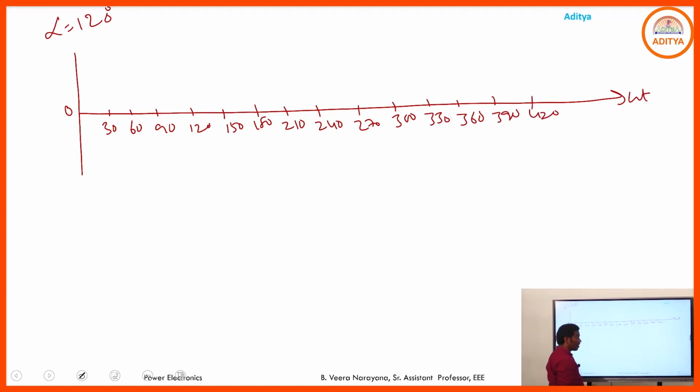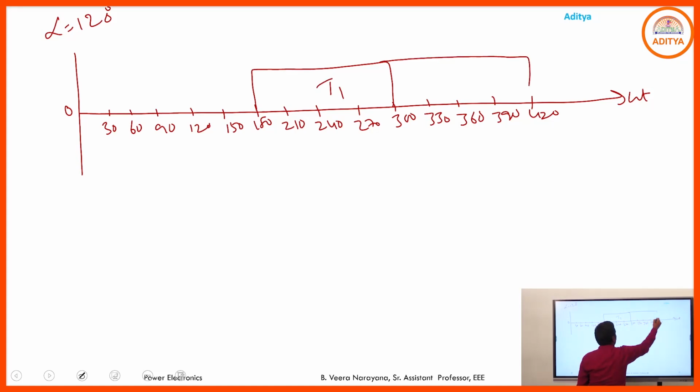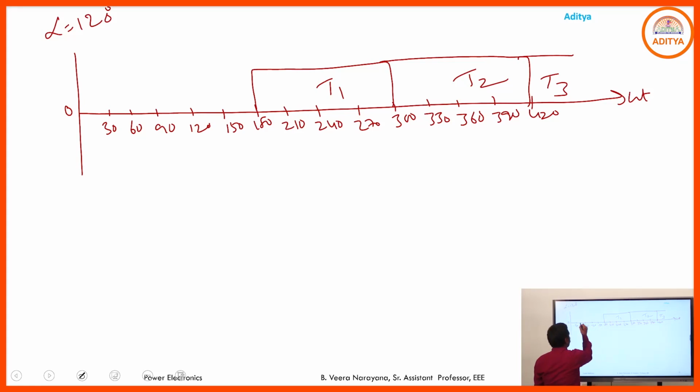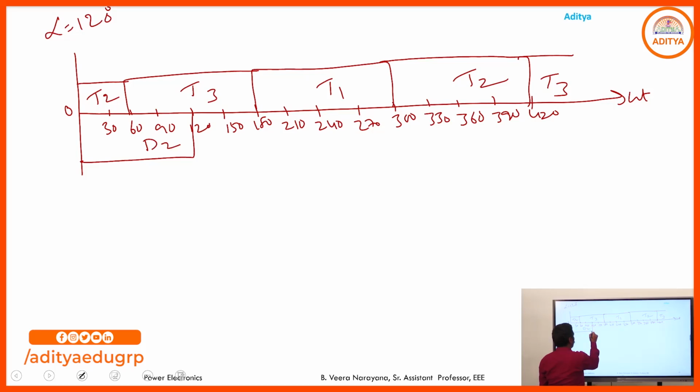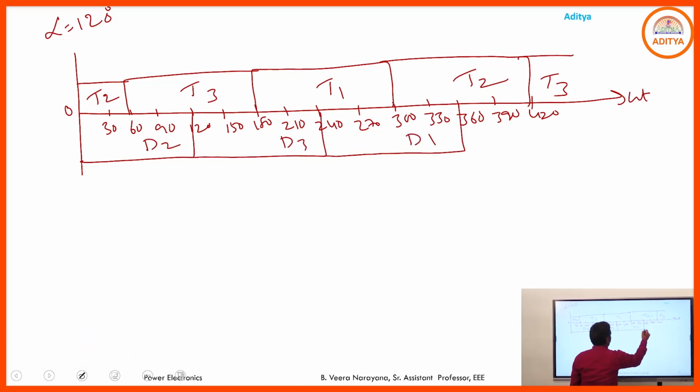If you choose alpha equal to 120, T1 comes to the on state at 120 plus 60, 180 to 300, T1, 300 to 420, T2, next T3, before this 60 to 180, T3 and here T2. And in the lower group, 0 to 120, D2, D3, D1, next D2.